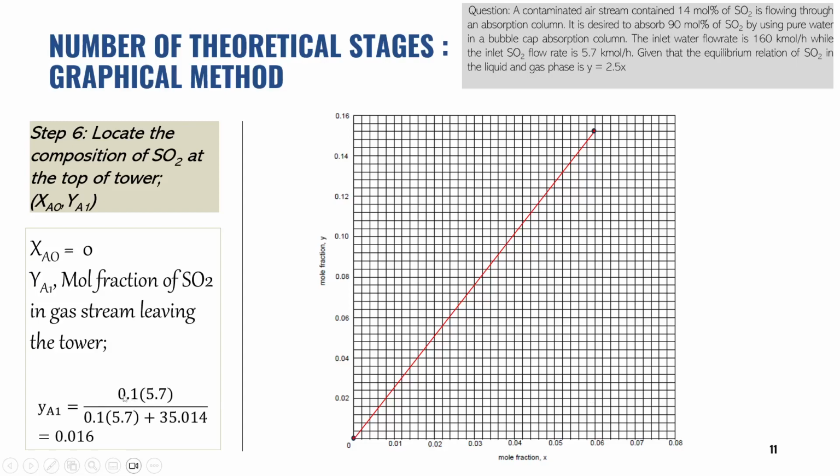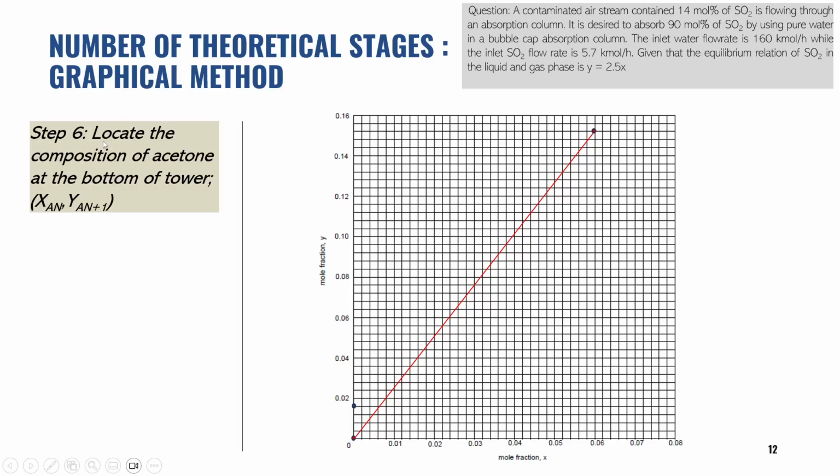So this mole fraction is 10% of 5.7, divided by that 10% added with the gas or air stream, 35.014, which gives us 0.016. So we need to locate this point, which is here: x equals 0 and y equals 0.016.